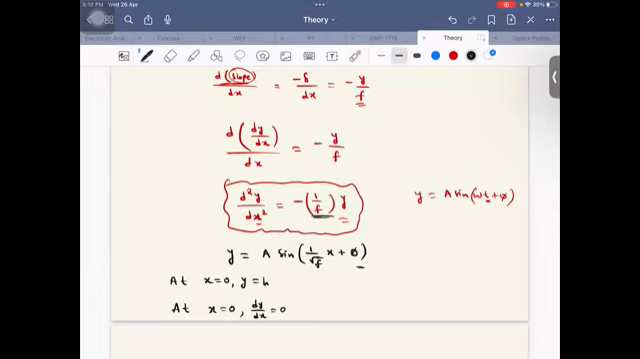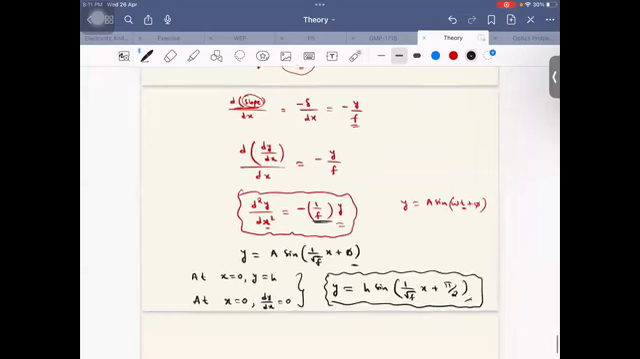I'm leaving it to you. When you use these two conditions, you are going to get an equation like y equal to h sine of (1 by root f into x plus pi by 2). This is the equation you are going to get. Is it clear? This performs an SHM.